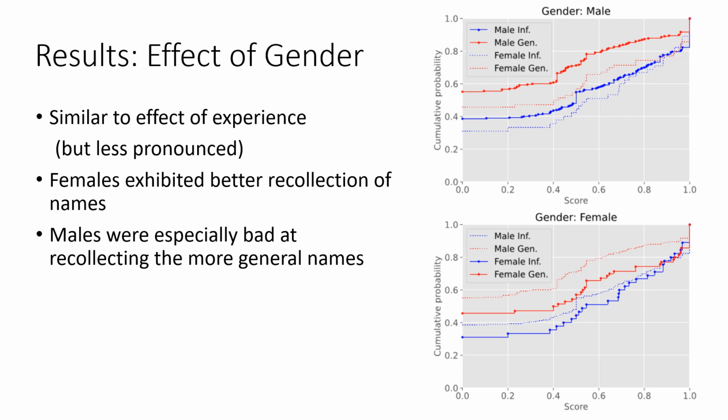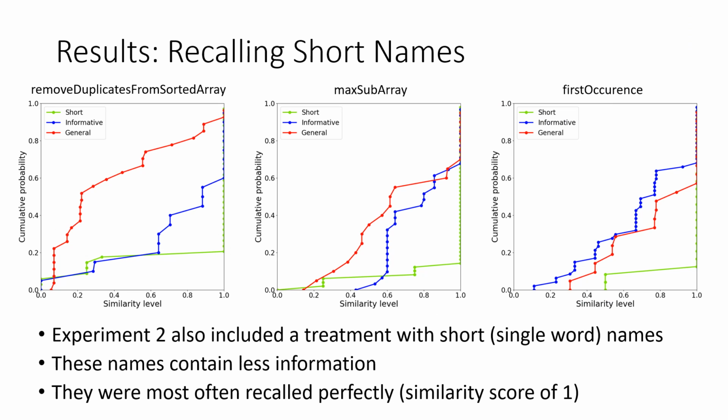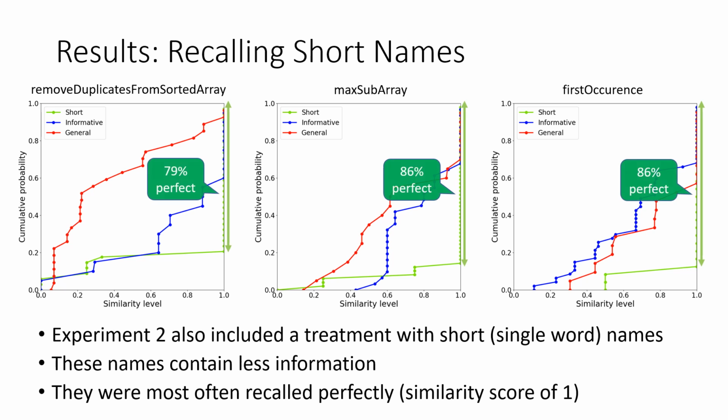Similar results were observed when we studied the effect of gender. Females remembered names better than males, and the difference was bigger for the names using general words. The difference between males and females was smaller than the difference between experienced and inexperienced subjects. Experiment 2 also included a treatment with short, single-word names. These names contain less information than the multi-word names in the other treatments, but they were most often recalled perfectly, as indicated by the large fraction of results with a similarity score of 1.